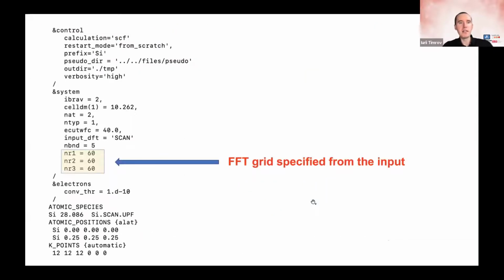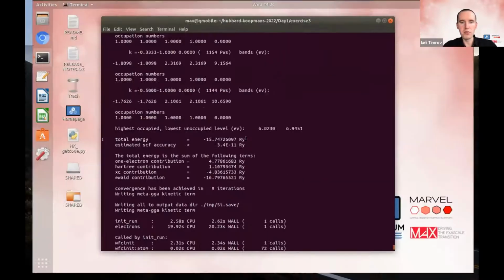To do that, in the input file, we specify the cutoff energy 40 Rydberg. And to specify the FFT grid, we use these keywords nr1, nr2, and nr3. This is the size of the FFT grid. If we do so and repeat the calculation, we can do so, by the way.